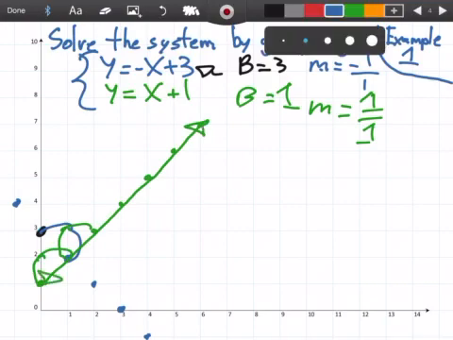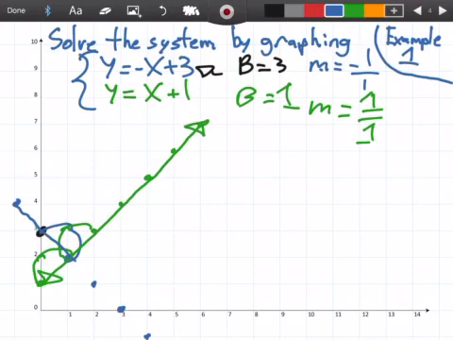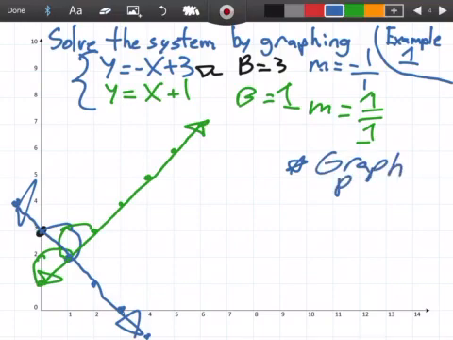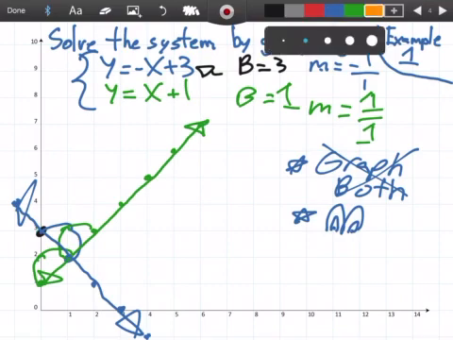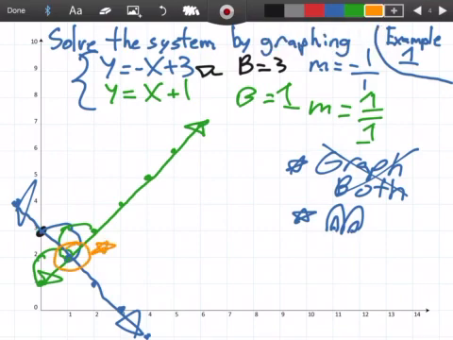And so what do you think? Do you think that these two lines are going to intersect? So recall that I graphed both. That part's done. And so now I'm looking, think of this as a set of eyes, I'm looking, where do these intersect? What do you think? Hopefully you're saying right here is where they intersect.